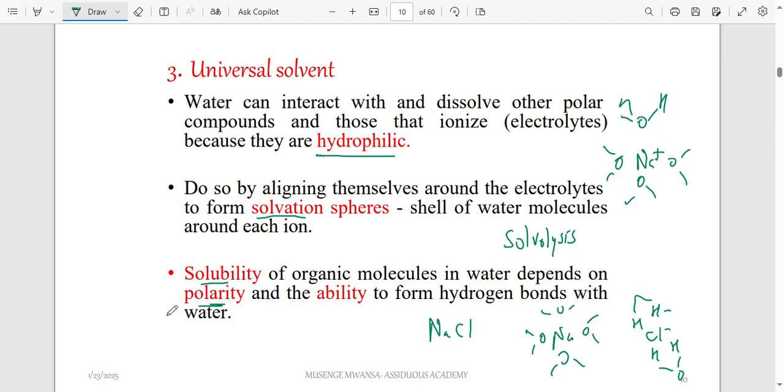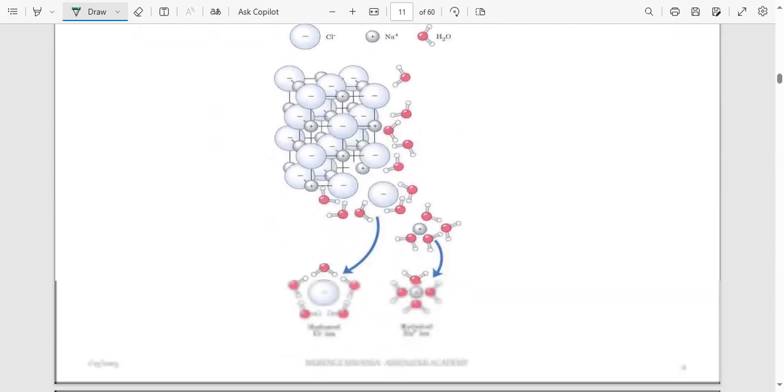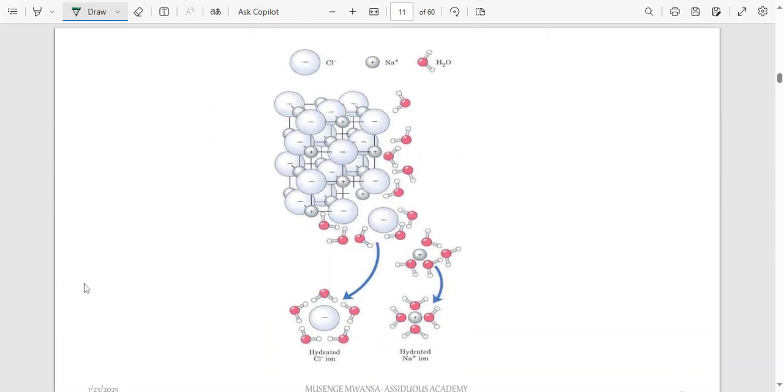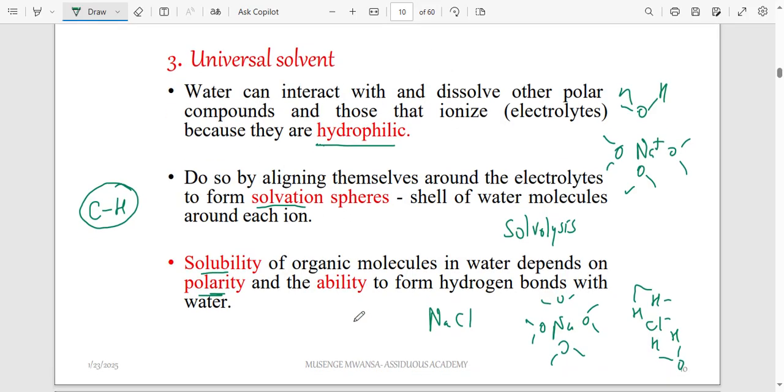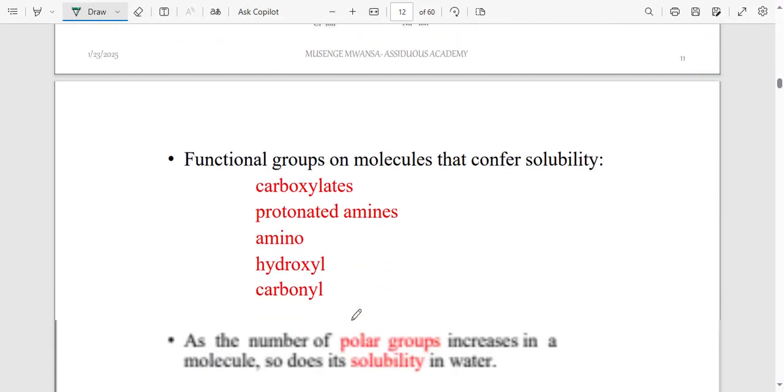So the solubility of organic compounds actually depends on the polarity and the ability to form hydrogen bonds. Organic compounds, the majority of them, actually alkanes, alkenes, and alkynes, are mostly going to be insoluble in water because they contain a lot of carbon-hydrogen bonds, and these bonds are non-polar. So any molecule that is non-polar can't dissolve in water. Again, this is what I was just explaining. You can see the way the charges have been surrounded, those which are negative and those that are positive.